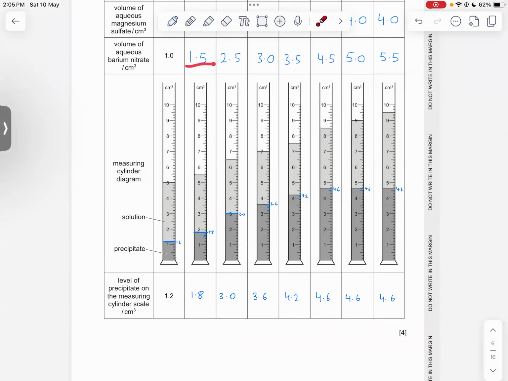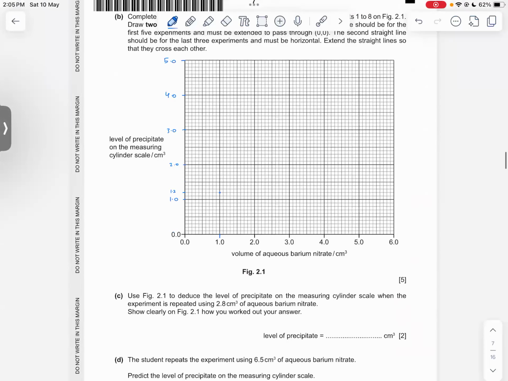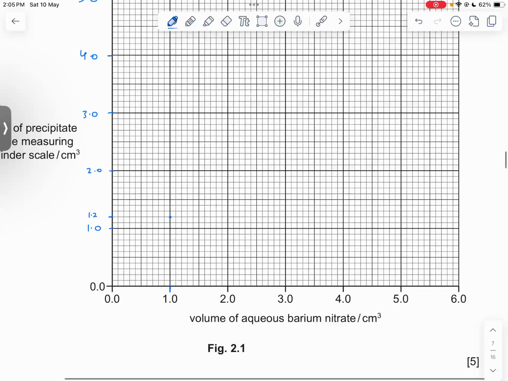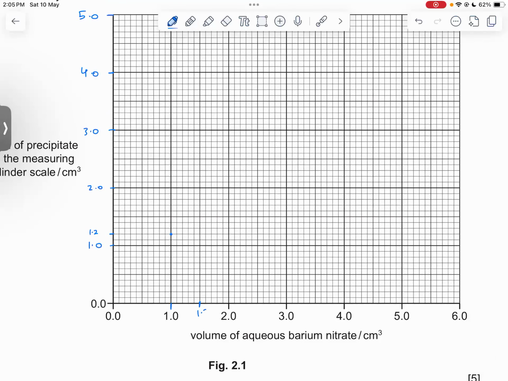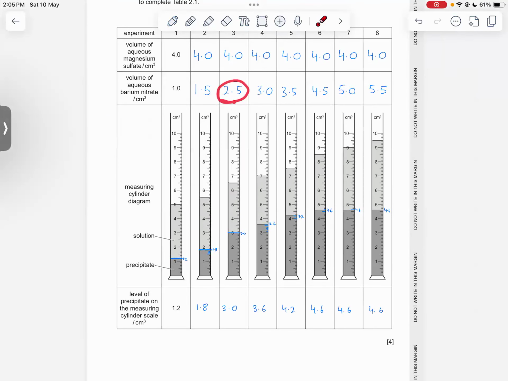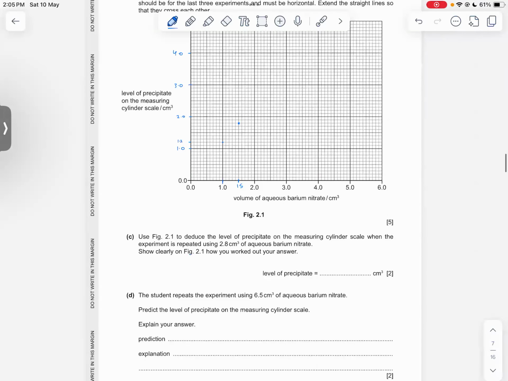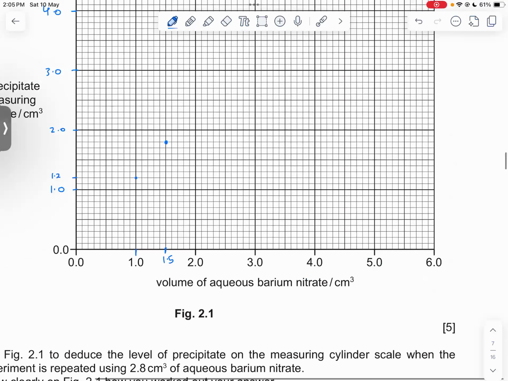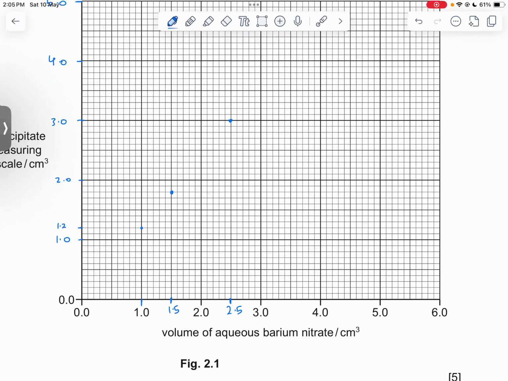After that, at 1.5 centimeter cube of barium nitrate, the level of precipitate was 1.8. So let's write that down. At 1.5 centimeter cube of barium nitrate, the level is 1.8. This is 1.8, as you can see. All right. And then at 2.5 centimeter cube of aqueous barium nitrate, 3.0 centimeter cube of precipitate is produced. At 2.5, the value of precipitate is 3.0.